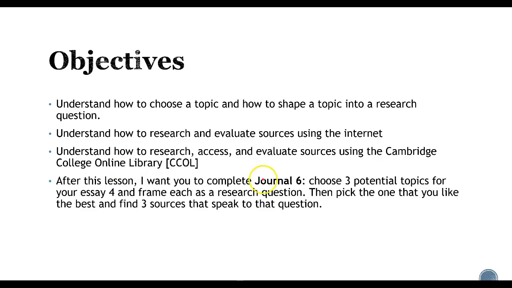After this lesson, I want you to complete Journal 6. For Journal 6, I want you to choose 3 potential topics for your Essay 4 and frame each topic as a research question. So 3 topics, and then frame them as 3 research questions. Then I want you to pick the one that you like the best, and find 3 sources. So research using Google and the online library, one of your favorite research questions, and find 3 sources that speak to that research question.